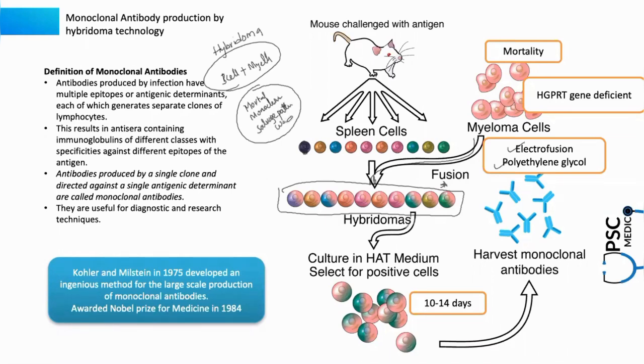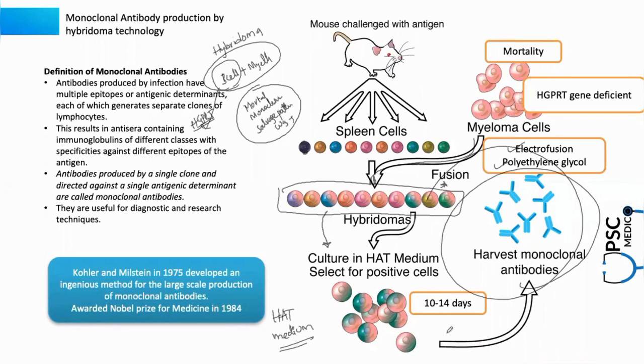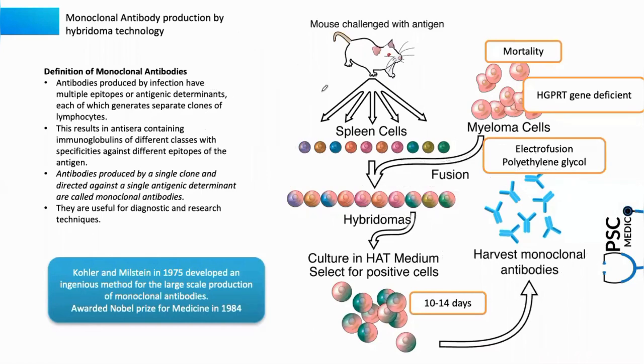Why is the salvage pathway intact? Because the B cell has the HGPRT gene. Salvage pathway intact. Now I'm collecting these hybridoma cells and I'm culturing them in HAT medium. After 10 to 14 days, I am able to get monoclonal antibodies. Basic procedure is fine, but let's focus on why this salvage pathway is important in the next part of the diagram.